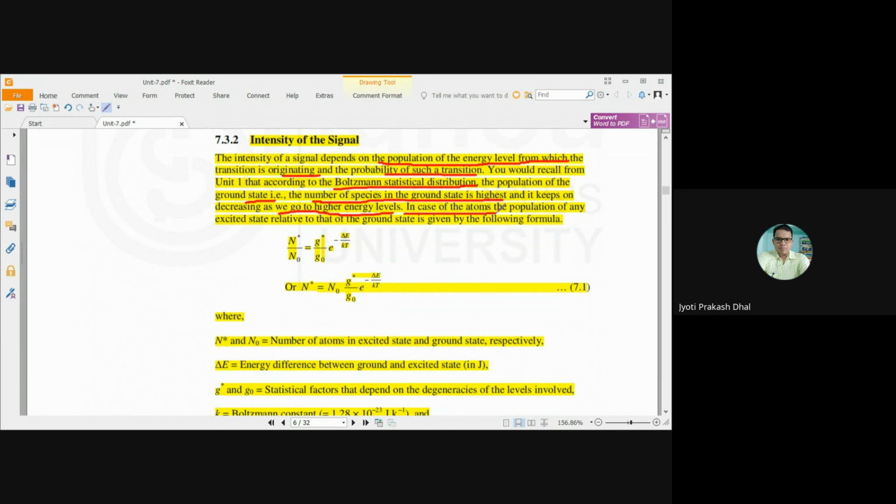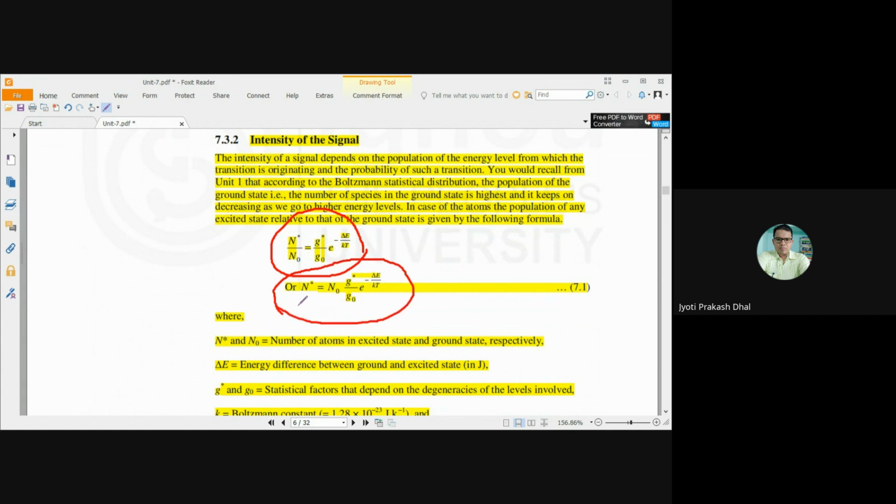In case of atoms, the population of any excited state relative to the ground state is given by the Boltzmann distribution formula, that Boltzmann statistical distribution that we have already discussed in unit 1, that is N star by N naught equals g star by g naught into e to the power minus delta E divided by kT. Or from this we can calculate N star equals N naught into g star by g naught into e to the power minus delta E by kT.